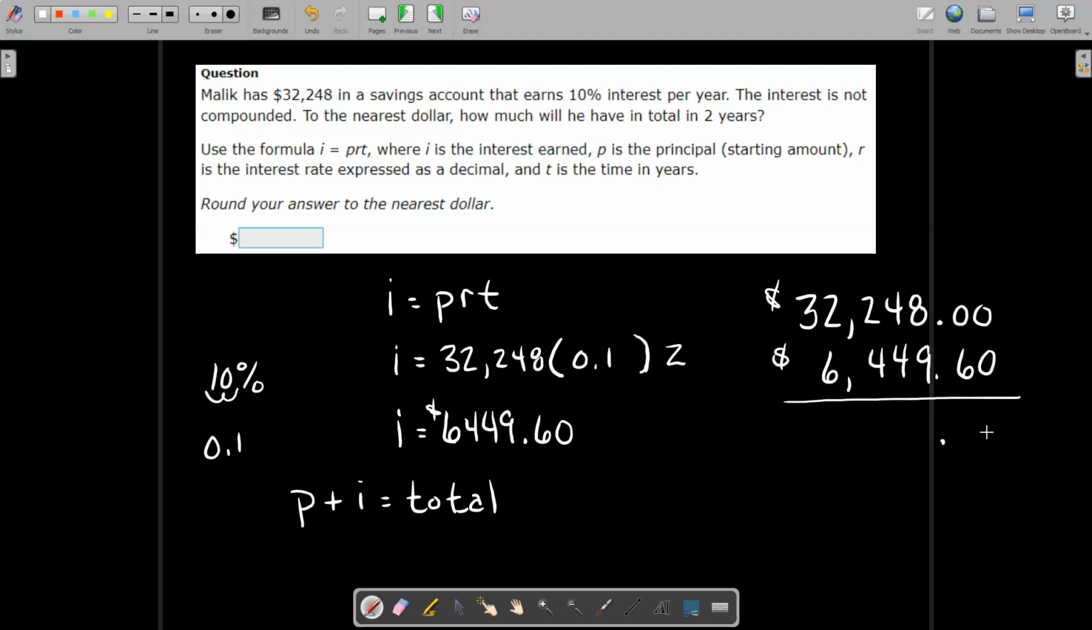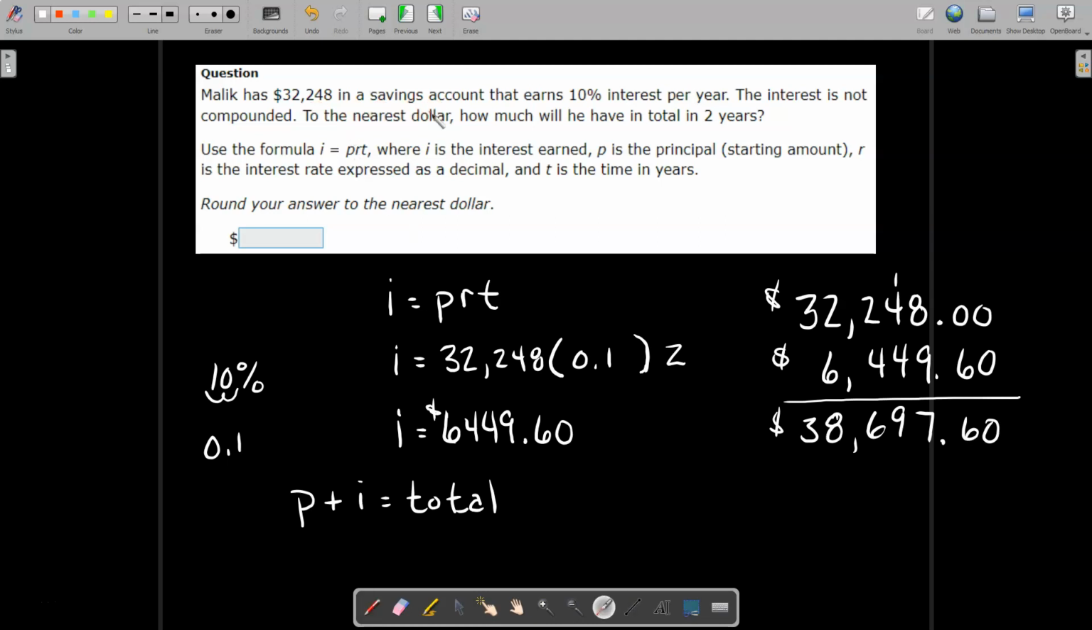Line up our decimal. We have 0, 6, what is that, 17. Carry the 1, 8, 9, nothing to carry, 6, and we got 8 here, and bring the 3 down. So we end up with $38,697.60. But be very careful.